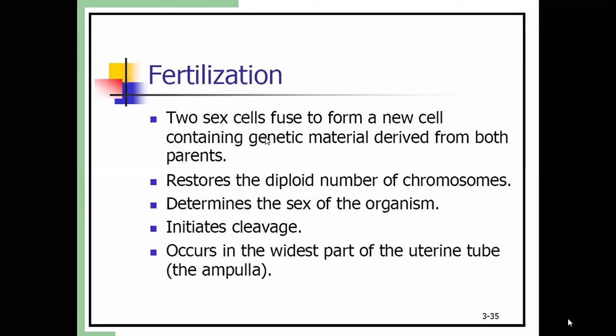So, what is fertilization? Fertilization is when two sex cells fuse to form a new cell containing genetic materials derived from both of the parents. Okay? So, syempre, di ba, half the number, a haploid sperm will penetrate through a haploid egg. So, what will happen there? There will be restoration of the diploid number of chromosomes.